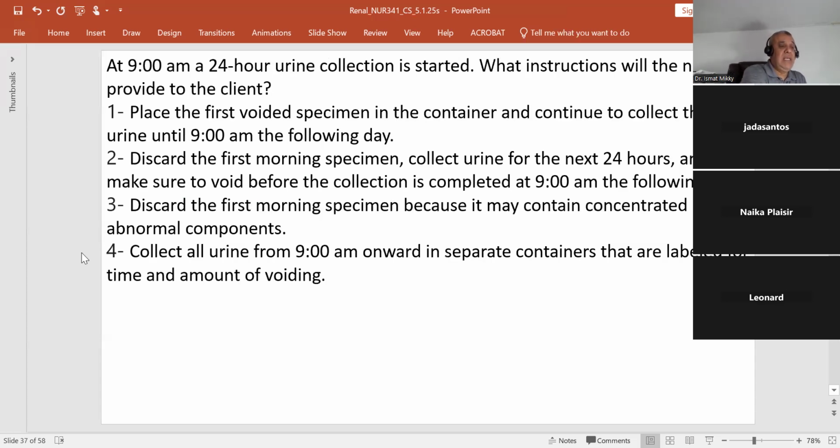Next one is: at 9 a.m., a 24-hour urine collection is started. And this is the practical question, an adult health question, about the mechanism of how you would collect the 24-hour urine collection, the proper way of doing it. So the proper way of doing that would be which one?